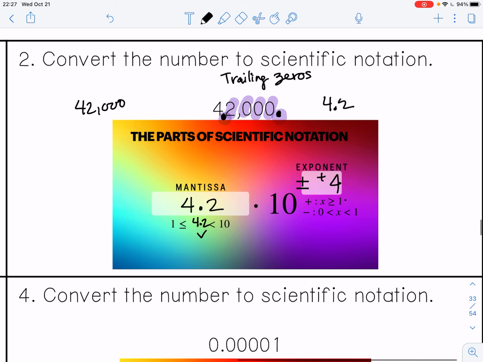So our final answer for this problem should be 4.2 times 10 raised to the 4th power. Okay?